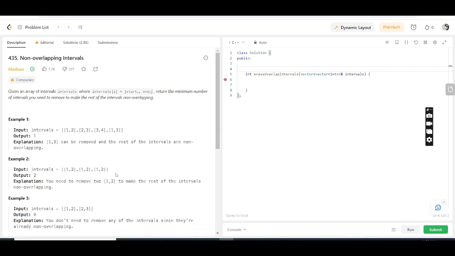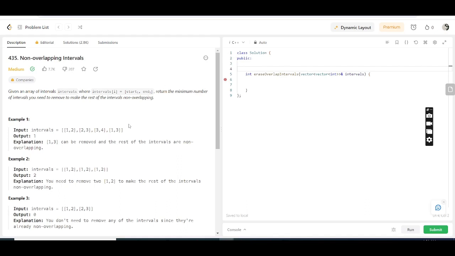So we're given an interval array called intervals, where any element in this integer array is a pair start i and end i. We have to return the minimum number of intervals that we have to remove to make the rest of the intervals non-overlapping. So what does that mean? What is the meaning of non-overlapping intervals?